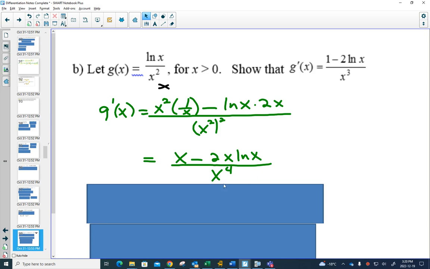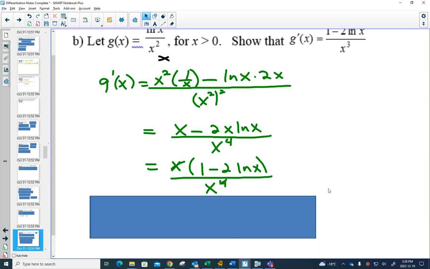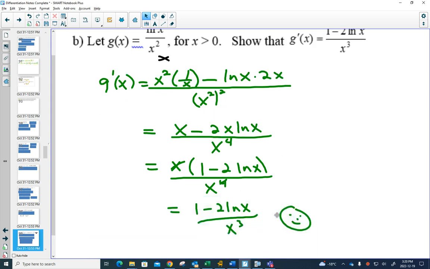I need to cancel out one of the x's on the bottom. If I'm going to cancel out one of the x's on the bottom, I would need to have an x on the top factored out so that I could cancel it out. So I look, and sure enough, there's a common factor of x in both. I factor that out, I cancel it, and happy face.